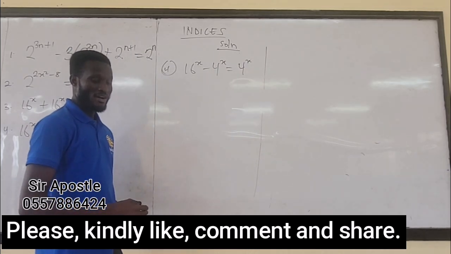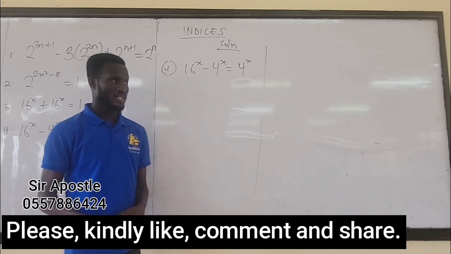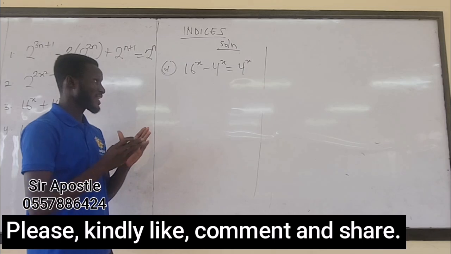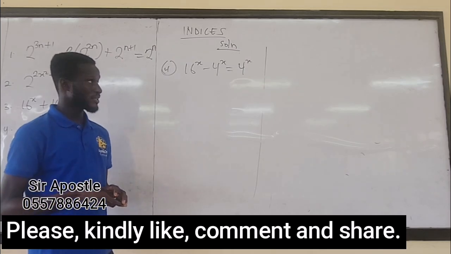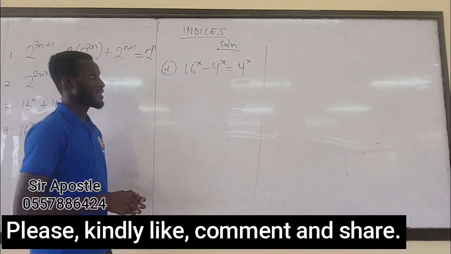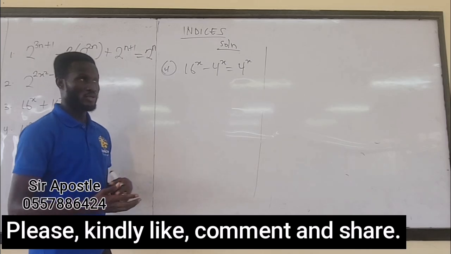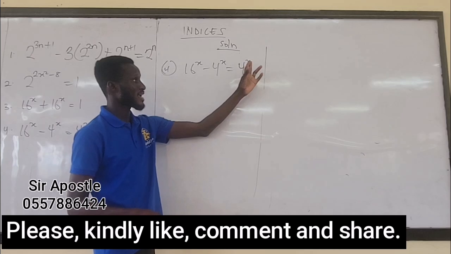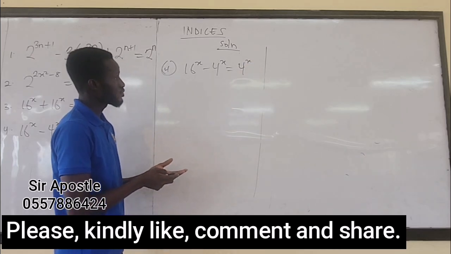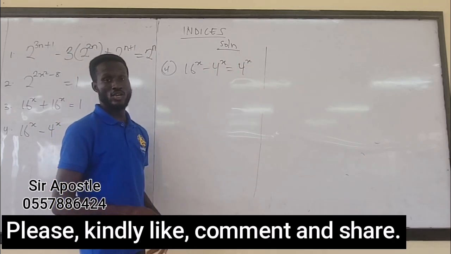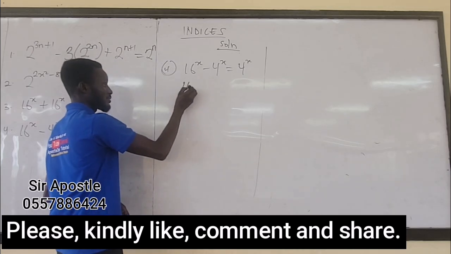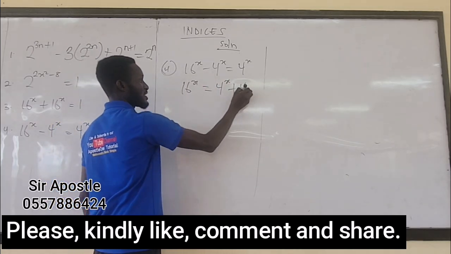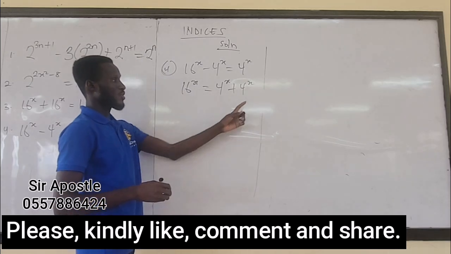Now, in mathematics, you don't have just one method of solving a problem. The moment you see the question, you have to reason through it and think about how you can solve it. You can solve this question in many ways, but I'm going to use only one approach. Since we have 4 exponent x here and 4 exponent x here, I want to group them so that this one will go to the other side of the equation. I'll have 16 exponent x is equal to 4 exponent x. This one is negative, so it becomes plus 4 exponent x. And I'm going to add this and this.